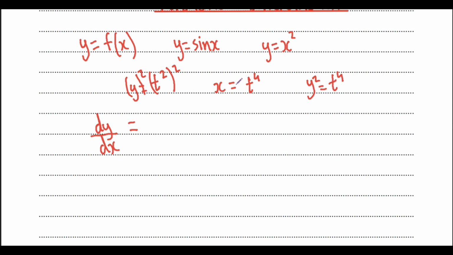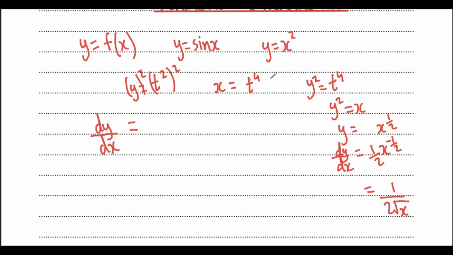And t to the power 4 is also equal to x, so you get y squared is equal to x. And then y is equal to x to the power half. And then you can take dy by dx from here, and you would end up getting a half times x to the power negative a half, which is equal to 1 over 2 square root x.